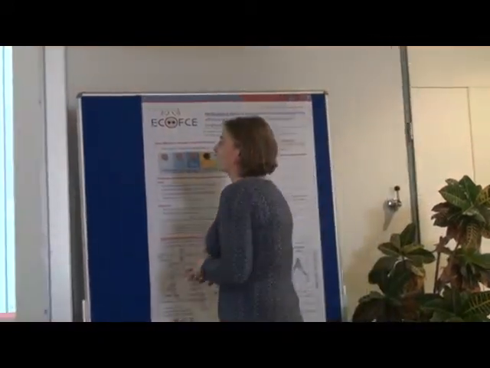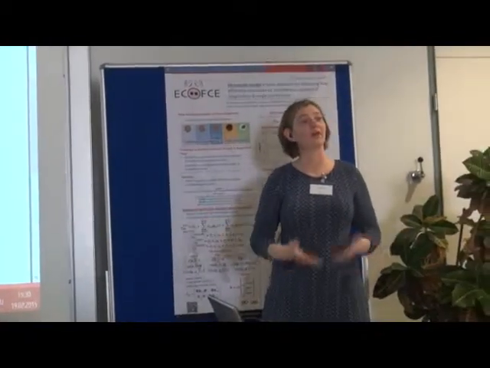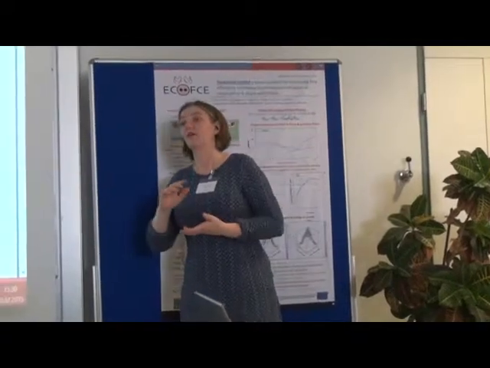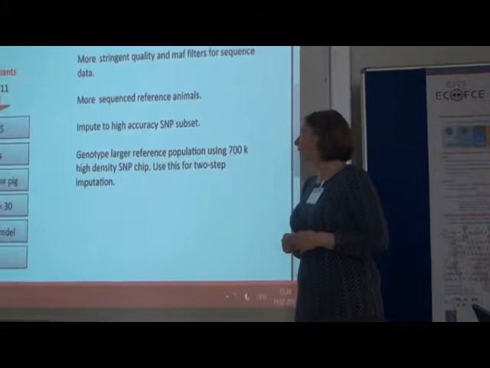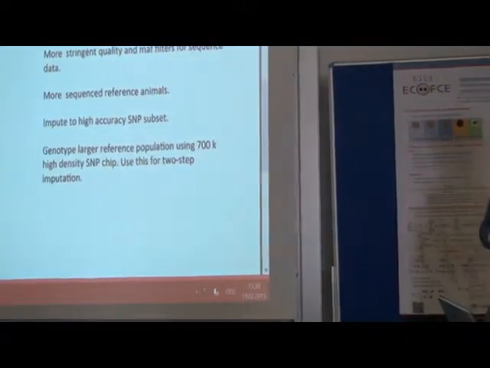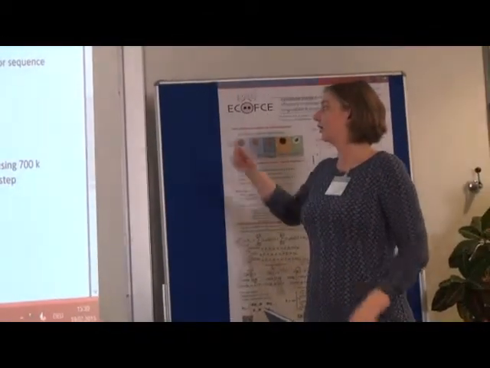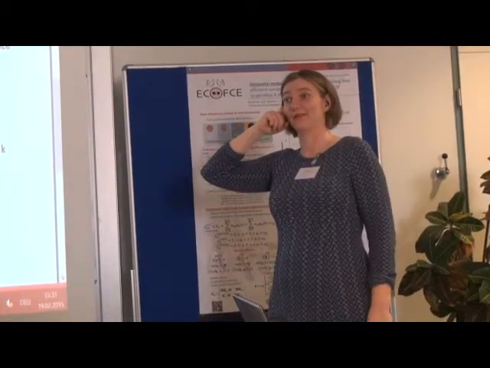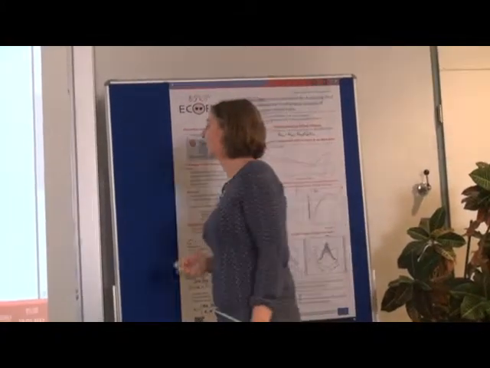We need to have more stringent quality and MAF filters for sequence data, which might help if you only impute alleles that have high frequency. We could try to select SNPs that are more accurate, and then only impute to them. Sort of the same. We need more sequenced reference animals. That is definitely going to improve things.